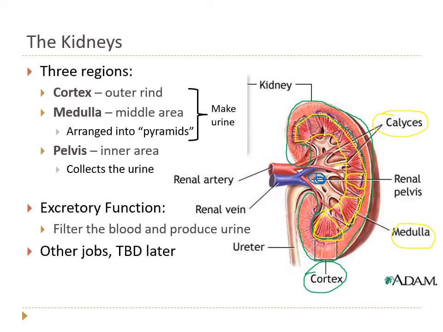The kidney's main job is their excretory function, where they filter the blood and pull out wastes and other things that we don't want, and they get rid of it in urine. So they filter the blood and produce urine. There are some other important jobs of the kidney that we'll discuss in the third lecture.